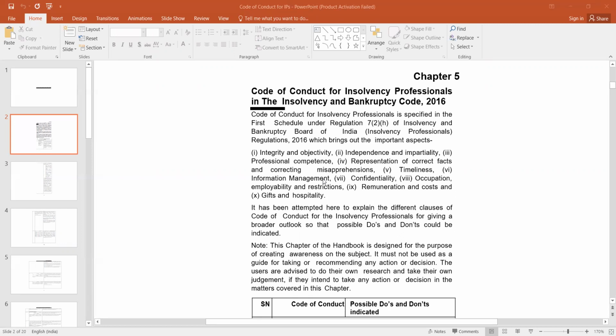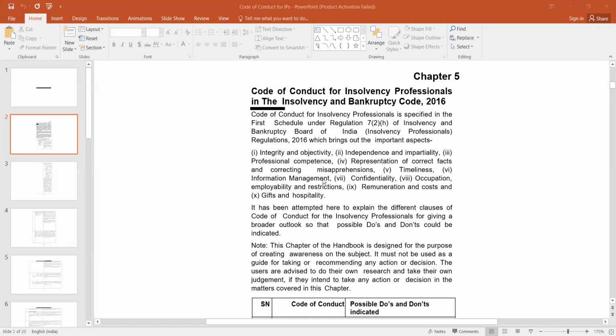Integrity and objectivity, then independence and impartiality, professional competence, representation of correct facts and correcting misapprehensions, timeliness, information management, confidentiality, occupation, employability and restrictions, remuneration and costs, and gifts and hospitality. So these are the 10 traits which are expected of an insolvency professional. We'll go on one by one, and we will try to envisage what could be covered and what could not be covered in a particular trait, and how to identify a particular trait from the behavior of an insolvency professional. So that is the idea behind this class.